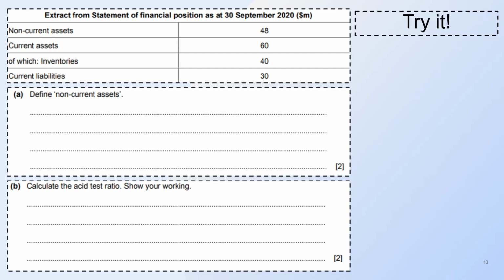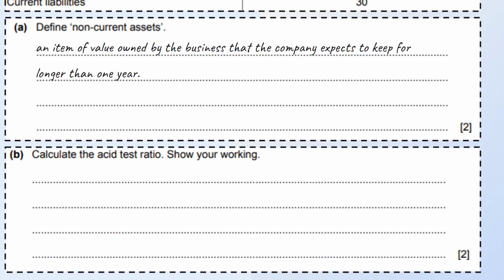All right, I hope you gave it a try. Let's go ahead and check the answers. A non-current asset is an item of value owned by the business that the company expects to keep for longer than 1 year. Remember, current assets are less than 1 year. Non-current assets are more than 1 year, so they're long-term. Now, calculate the acid test ratio. Show your working. So here it is.